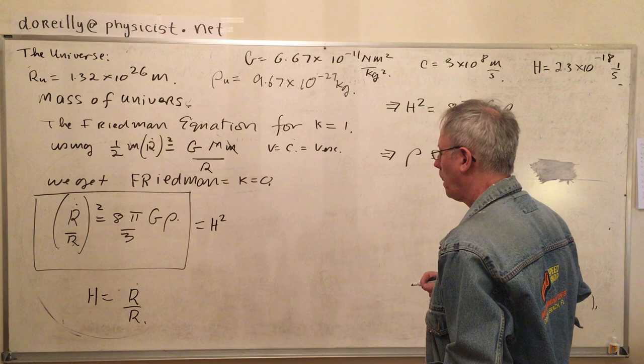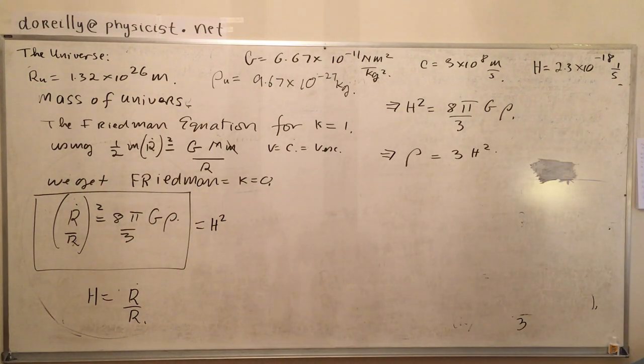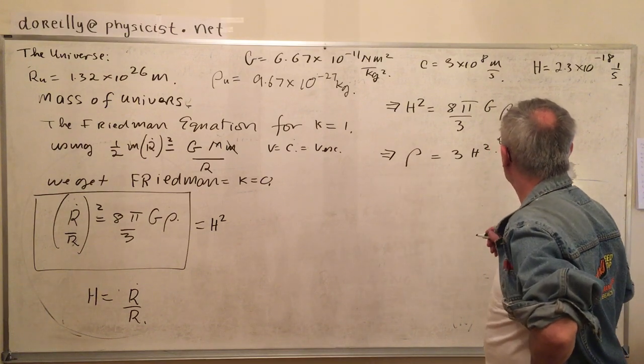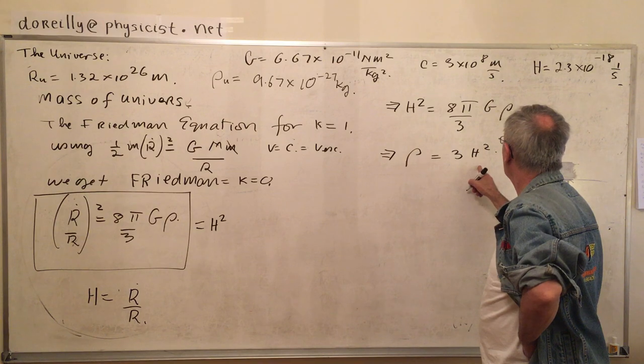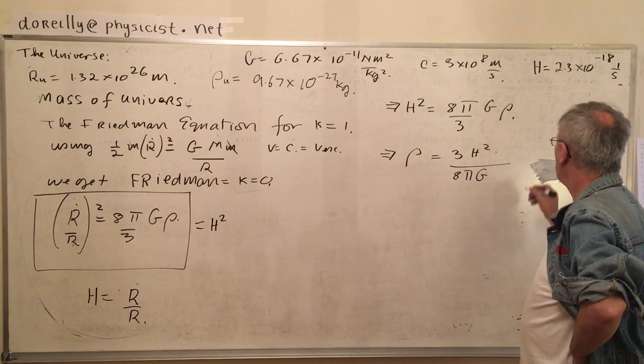Now I'm missing something. Let me check. Now I may be missing a factor of c, but I'll come back to it. So I can get an expression for the density of the universe from this one here. Rho is H squared over 8 pi G. And I need a c squared in there. So I put the question mark in, check later.